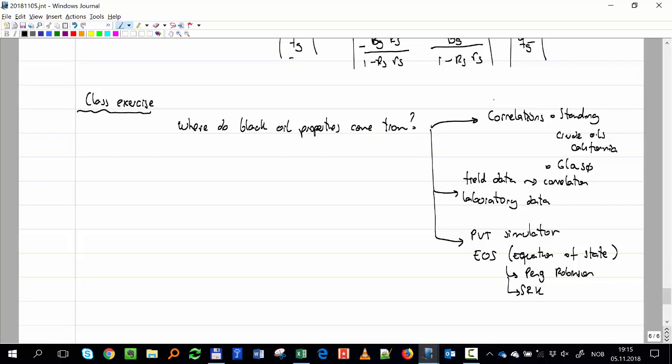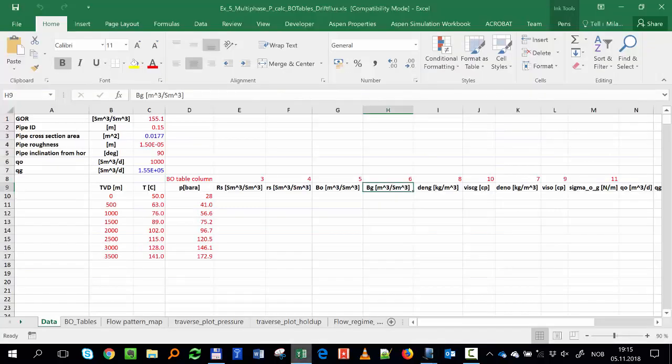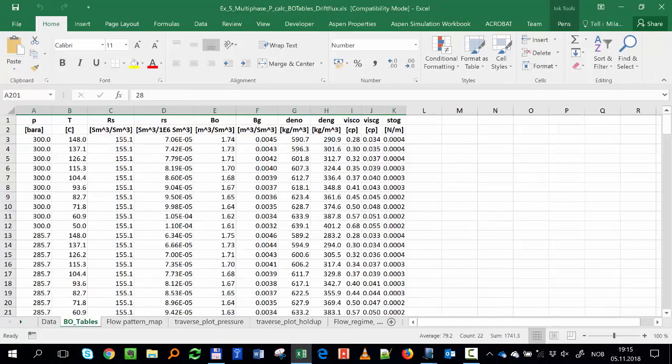Here we are going to assume you already have them from before. If you see on the second tab, BO tables, these are the tables. You can plot them. We're going to see later how they look. But you have here RS, small rs, BO, BG, and the densities and viscosities we need for pressure drop, and the interfacial tension we also need for later.